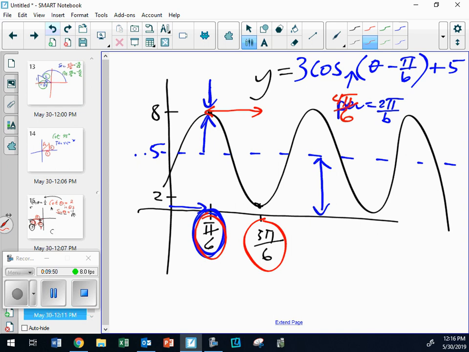I'm going to multiply both sides by b. And now I have b times 4 pi over 6.